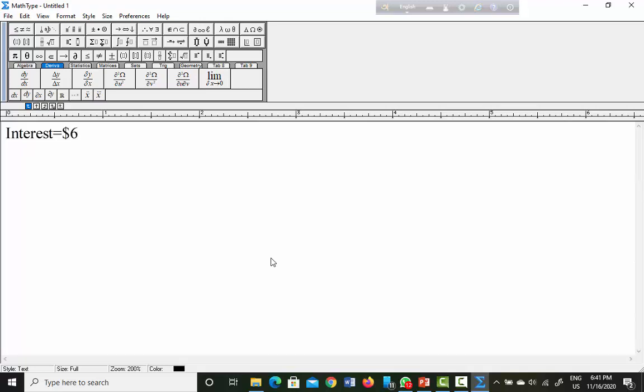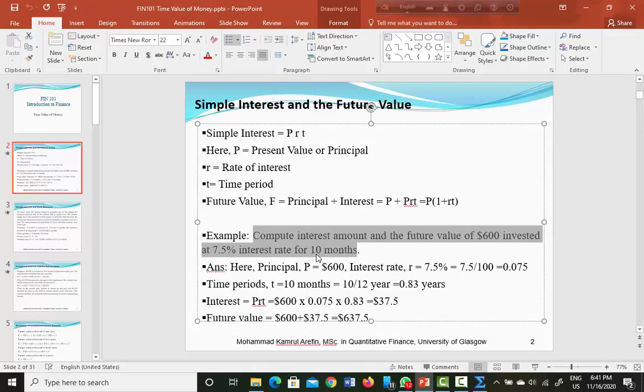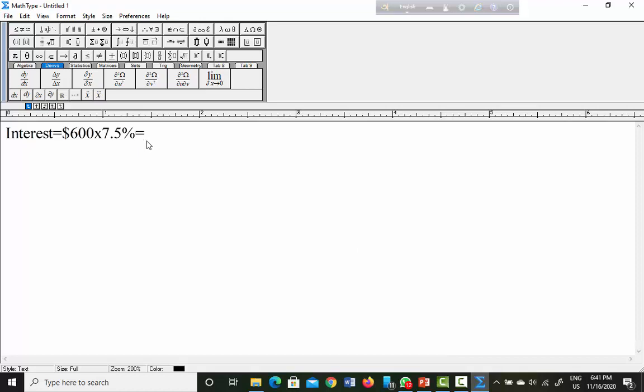$600 multiplied by 7.5%. Oh, one more thing, 7.5% is the yearly rate. So we are not investing for the full 12 months. In 1 year we have 12 months, but we are investing only for 10 months. So that means 10 divided by 12.